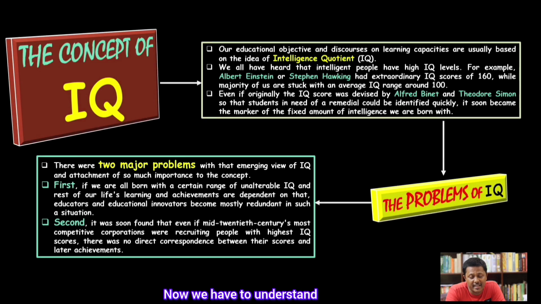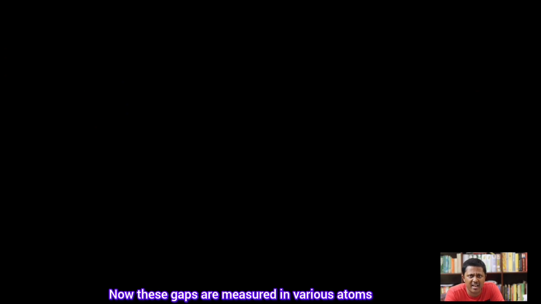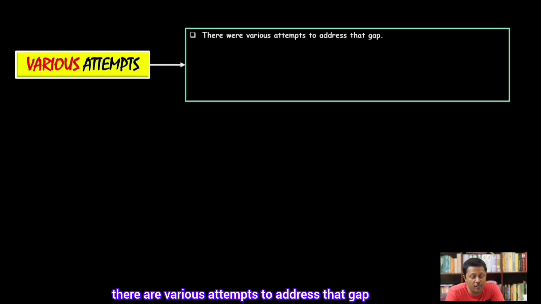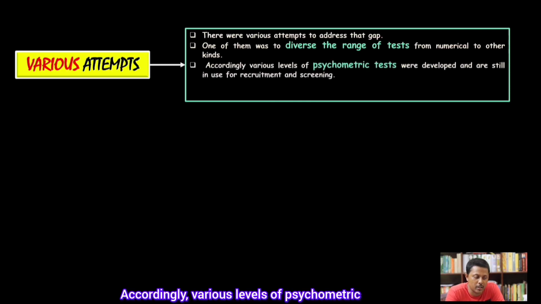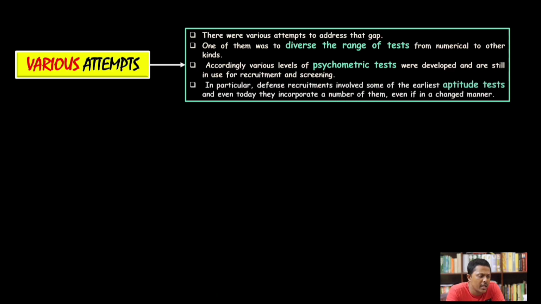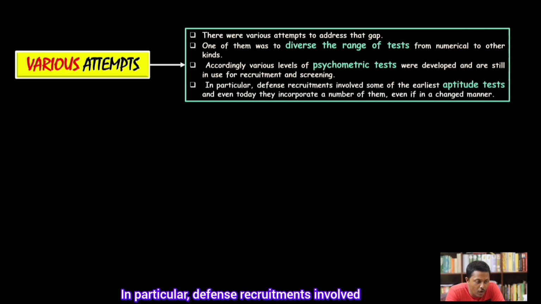Now we have to understand, if there are problems, there has to be a solution or solutions. Now these gaps are addressed in various attempts. So in the next slide, we need to understand the various attempts. There are various attempts to address that gap, to close that gap. One of them is to diversify the range of tests from numerical to other kinds. Accordingly, various levels of psychometric tests were developed and are still in use for recruitment and screening. In particular, defense recruitments involved some of the earliest aptitude tests, and even today they incorporate a number of them, even if in a changed manner.